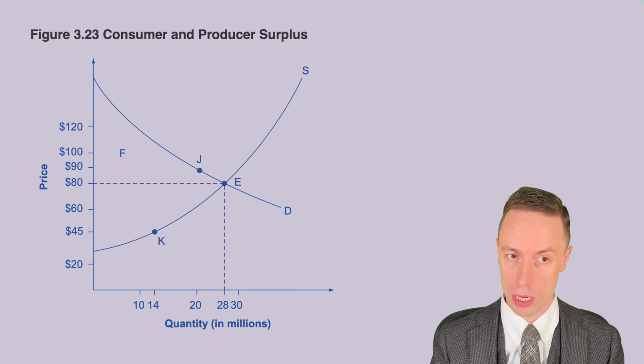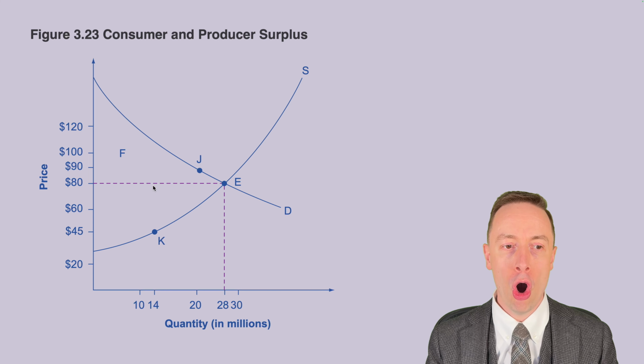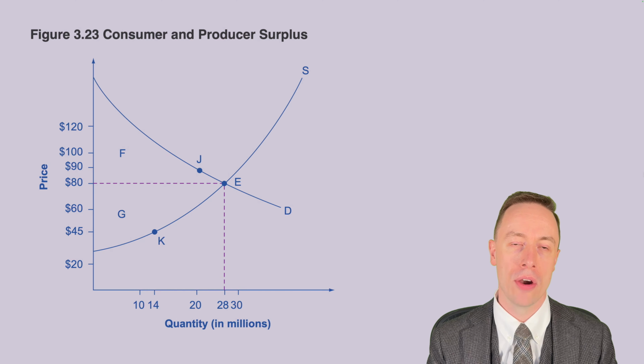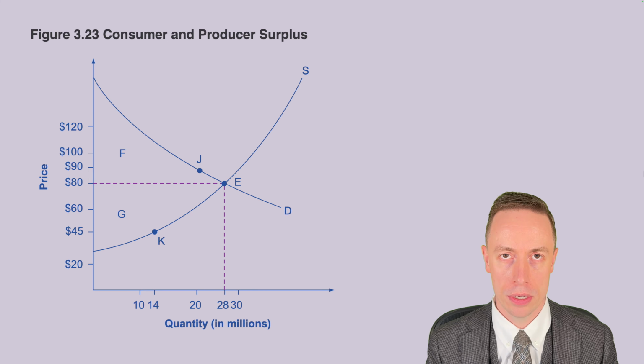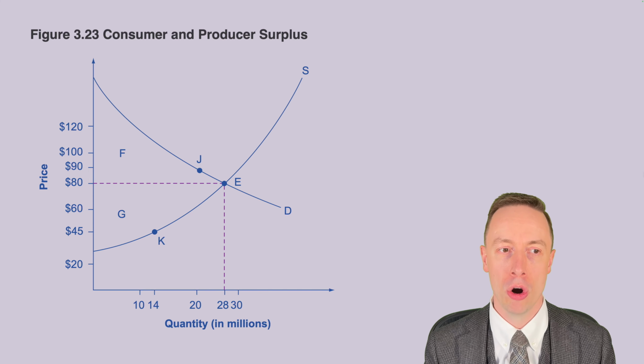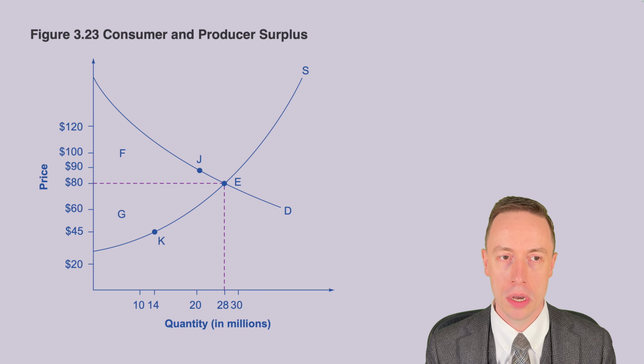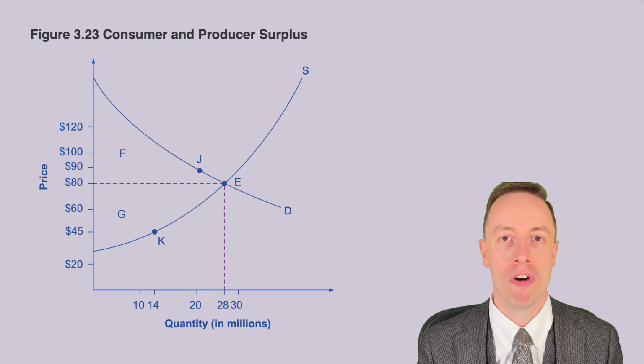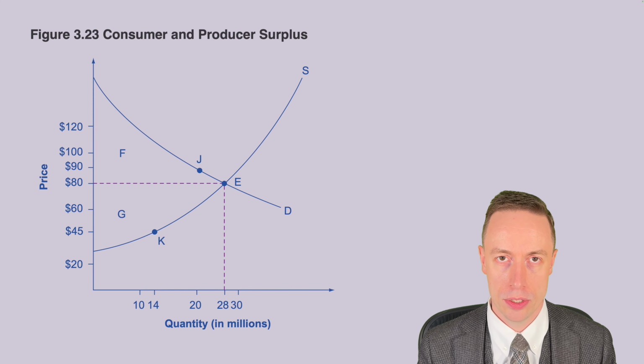And if we want to generalize that, we take all of our selling sellers, represented by this section of the supply curve, and subtract their reservation prices from the $80 price actually paid. Thereby we find an area, here labeled G. It's below the price and above the supply curve. This area G represents producer surplus for all of our sellers.